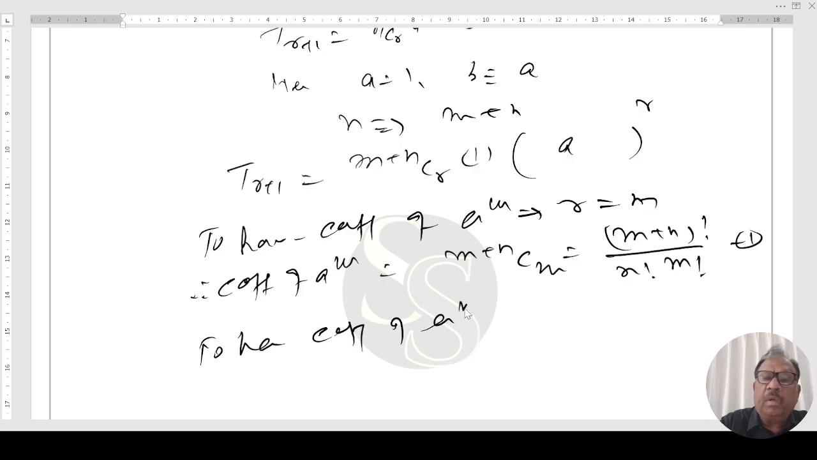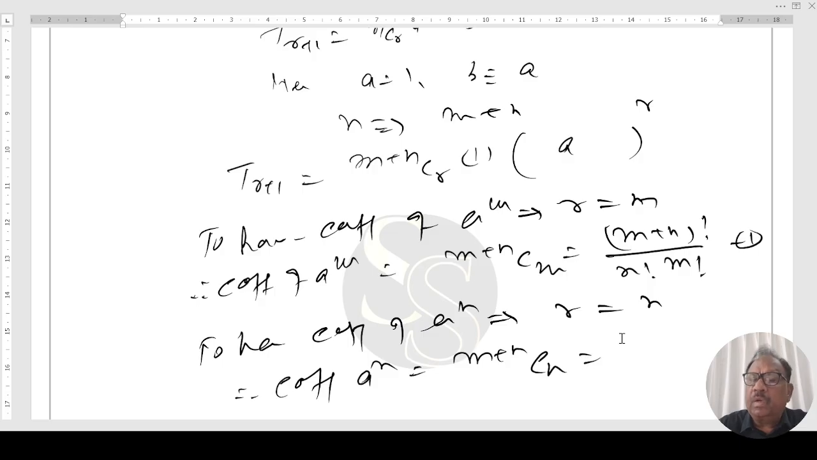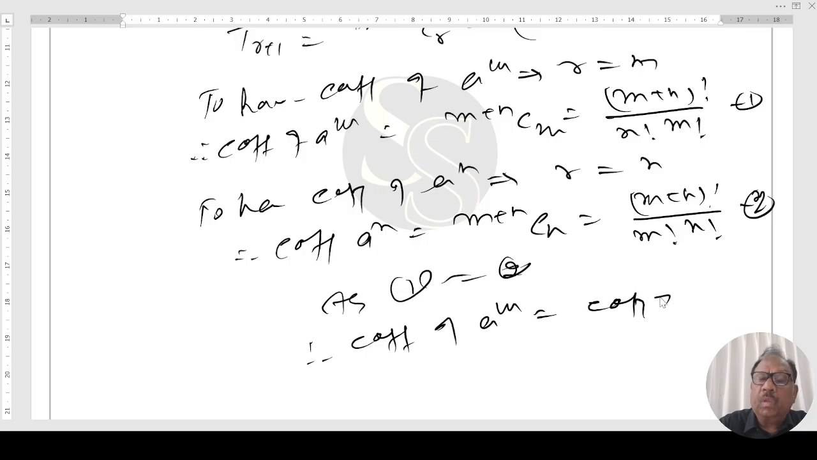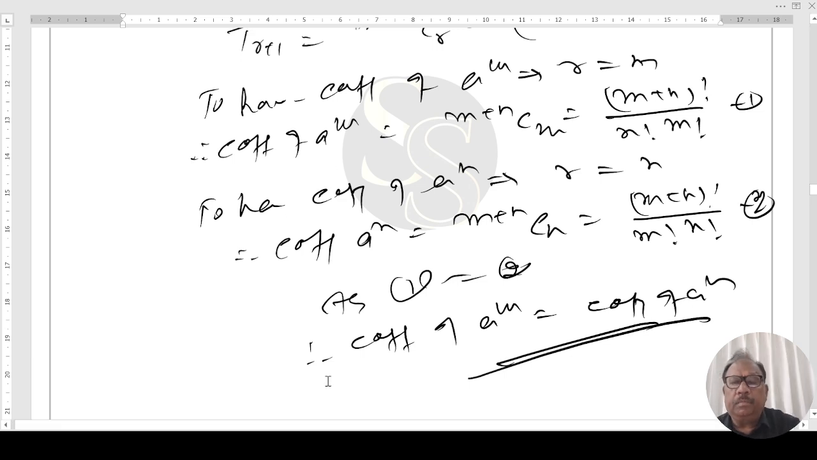coefficient of a की power n, r should be equal to n. Therefore, coefficient of a की power n will be equal to (m+n)Cn. इसको simplify करें, (m+n) factorial upon this minus m factorial into n factorial. Observe 1 and 2 as 1 equal to 2. Therefore, coefficient of a की power m equal to coefficient of a की power n. Right? Next question.